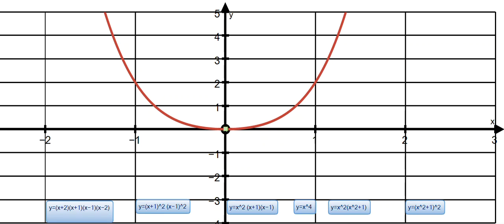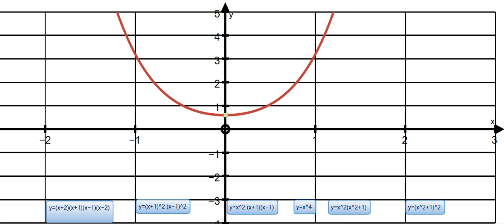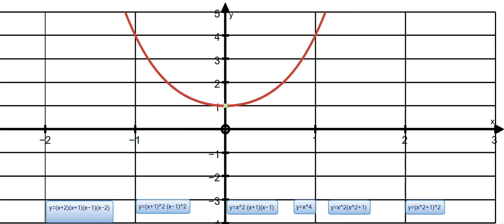And finally, I'm going to add a 1 to this term to make it (x squared plus 1) squared. Now it's hardly recognizable as a quartic curve anymore. In fact, it looks quite like a parabola, but it's not. It's still a quartic curve.